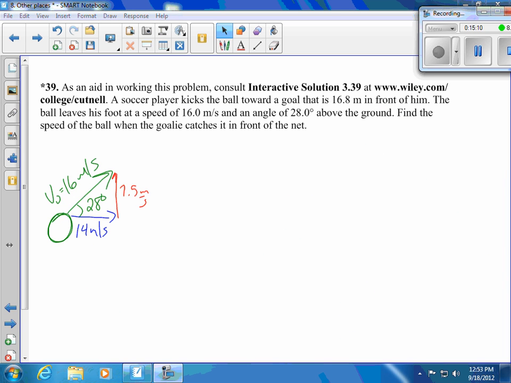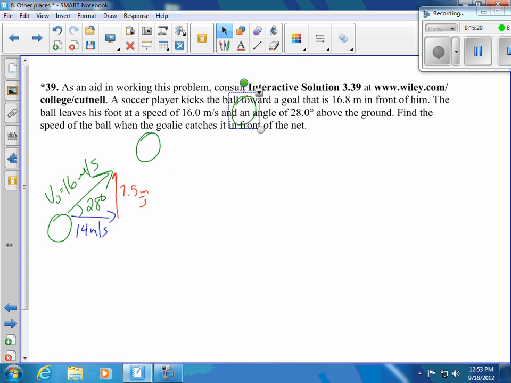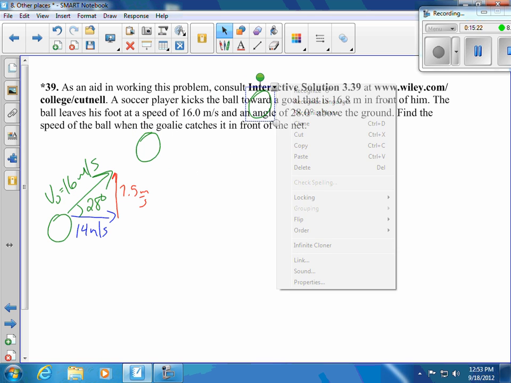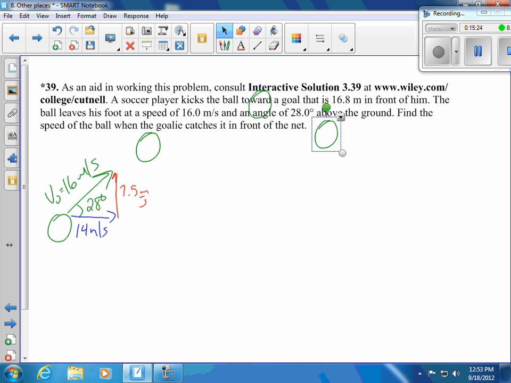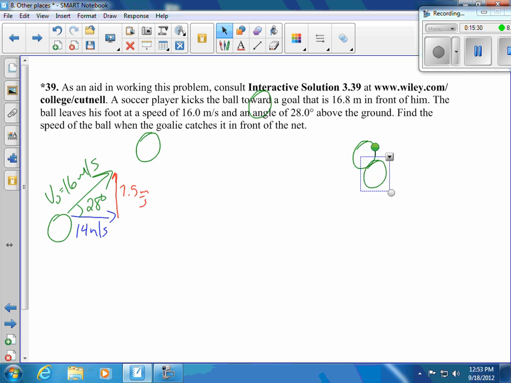Okay, very similar problem. Here's a soccer ball. It gets kicked. It flies through the air like this. As it's flying through the air, let's put it at a few different places. And then it gets to its highest point, and then it starts coming back down. Let me give one more to keep moving. All right, so the soccer ball starts over here.